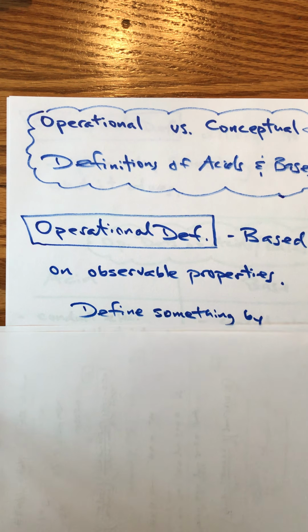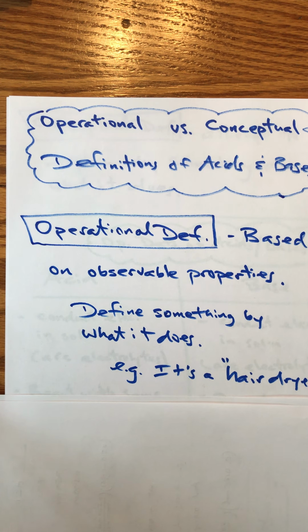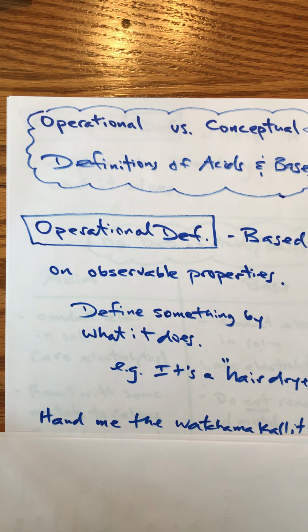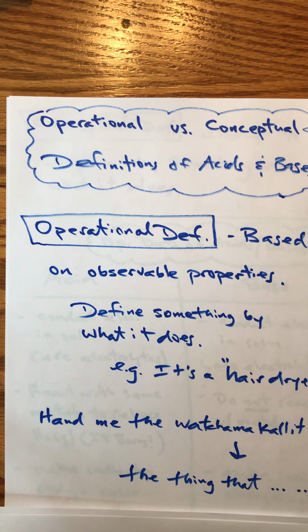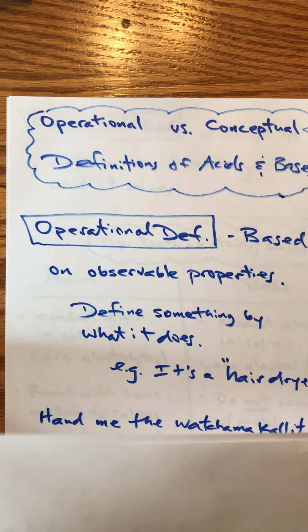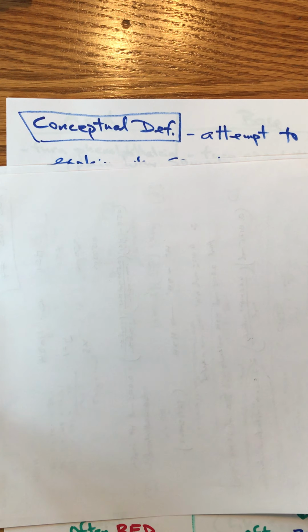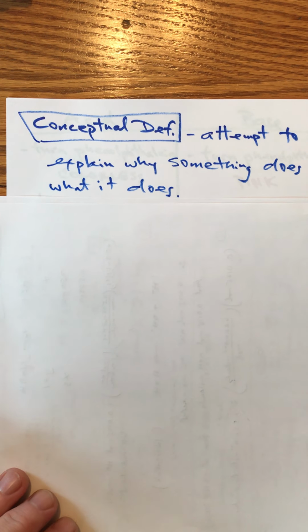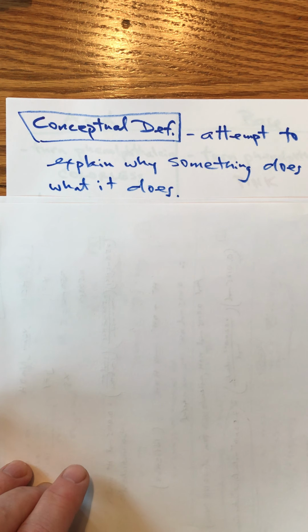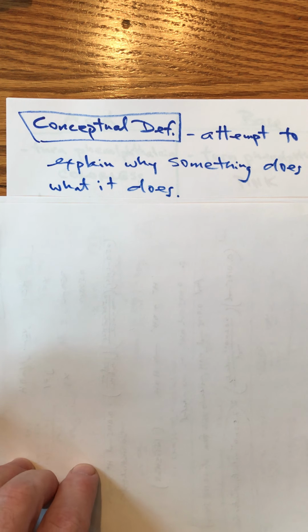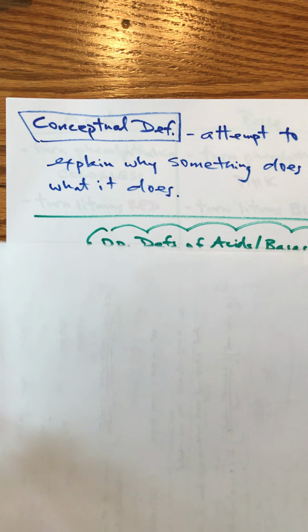Give me the whatchamacallit. It's a hair dryer, for example. Well, whatchamacallit. What's the whatchamacallit? It's the thing that does that. You know, it's the little piece of gear that I put in the hole over there, whatever. You define it by what it does. Whereas a conceptual definition is something that attempts to explain what something does. Why does it do that? I don't know, but it seems like when it does that, it's got to be based on this, and you go a little bit further.